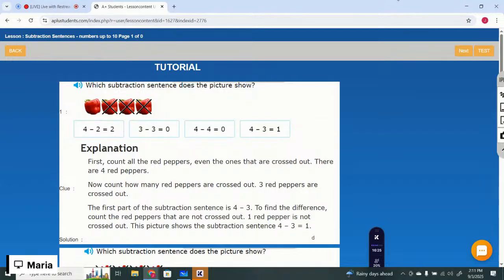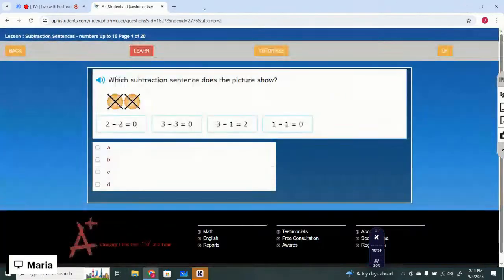Let's start with the test question. So two balls we have, and two of them are crossed out, so two take away two, and we are left with zero. So the correct option is option number A. That is two take away two is zero.